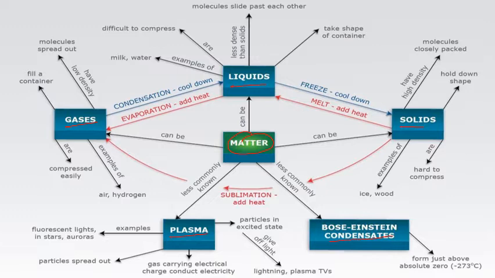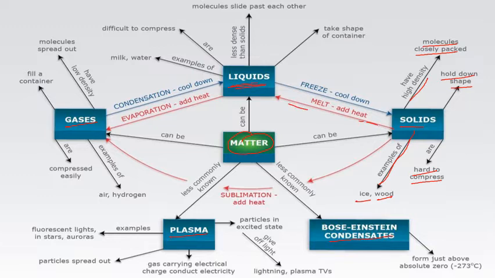Again, matter can be solids. We have different properties of solids. Examples of solids are ice and wood, and solids are hard to compress. Solids have high density and hold their shape, which means solids have some definite shape, and the molecules present in the solids are closely packed. And if you melt the solids, they will form the liquids.